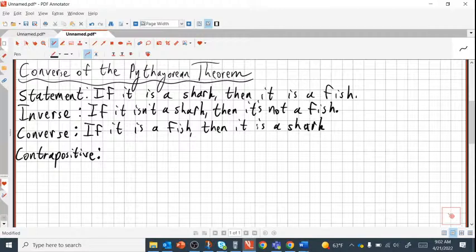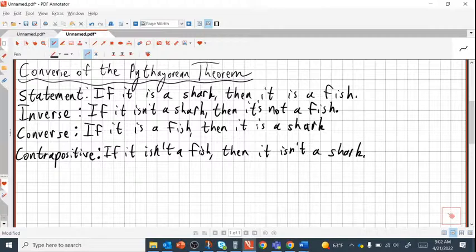All right, here we go. Jasper, what do you think? What would the contrapositive of that statement be? Yeah, if it isn't a fish, then it isn't a shark. Is that true or is that false, Jasper? Yeah, that is true. If you're looking at something that's not a fish, like a porcupine, that's not a shark, right?